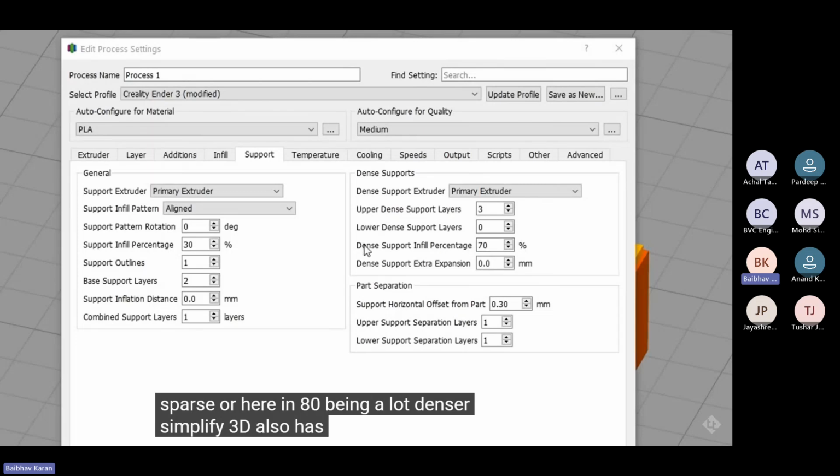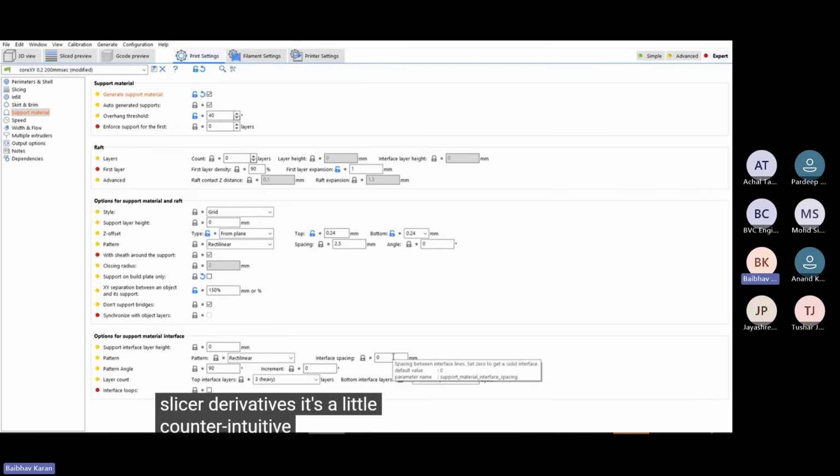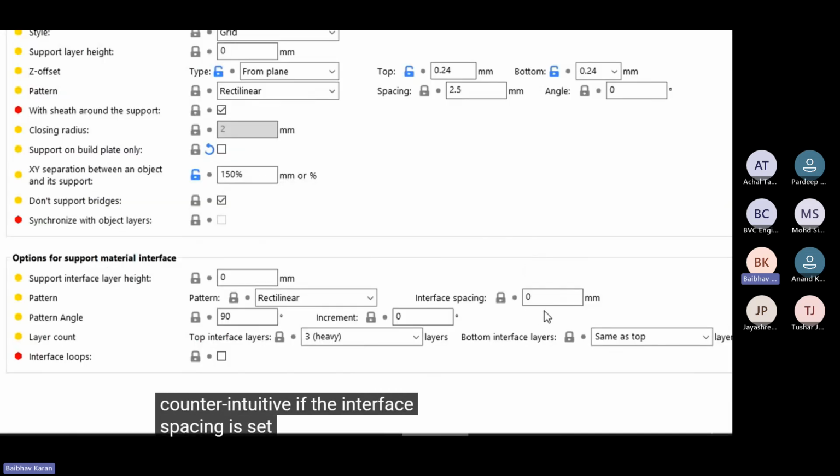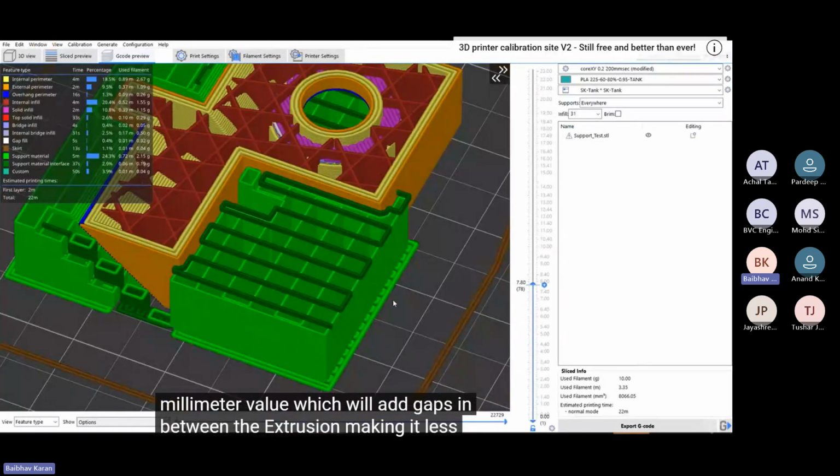Simplify 3D also has a percentage for changing the interface density. In Prusa Slicer derivatives, it's a little counterintuitive. If the interface spacing is set to 0, it will be dense, but we can manually override that with a millimeter value, which will add gaps in between the extrusion, making it less dense.